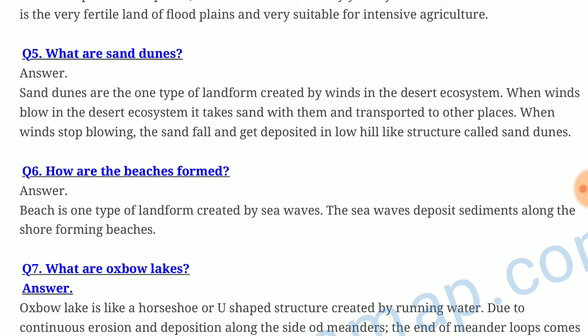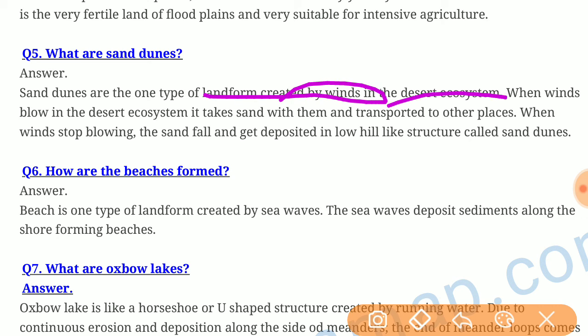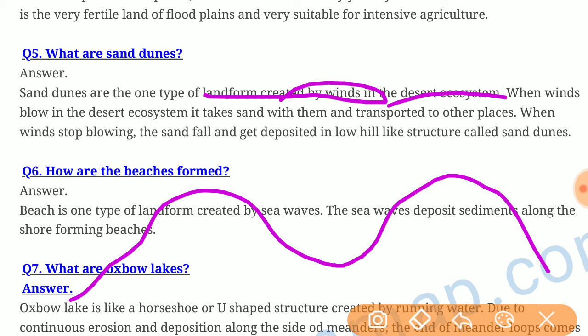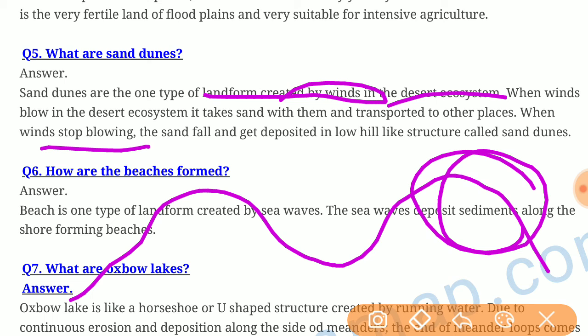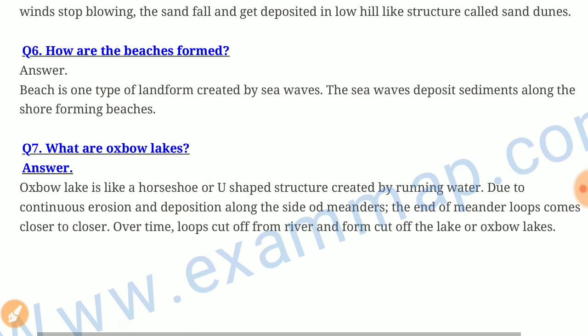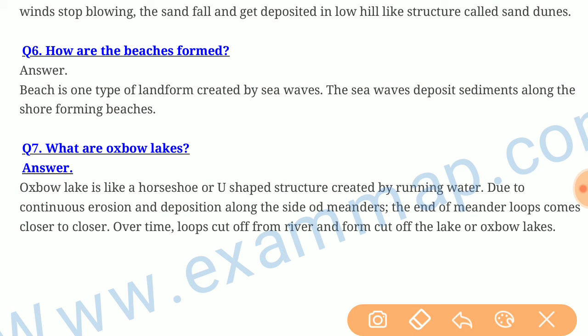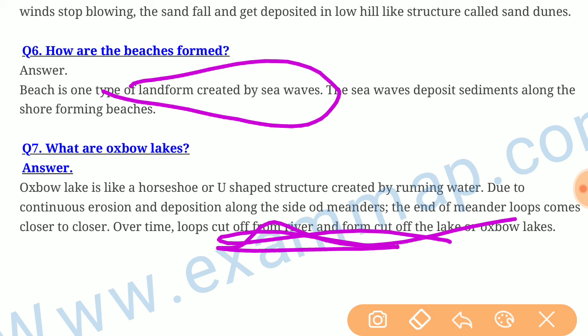What are sand dunes? Sand dunes are one of the landforms created by winds in the desert ecosystem. When winds blow in the desert ecosystem, they take sand with them and transport it to other places. When winds stop, the sand falls and gets deposited into a low hill structure known as sand dunes. How are beaches formed? Beach is one type of landform created by sea waves. The sea waves deposit sediments along the shore, forming beaches.